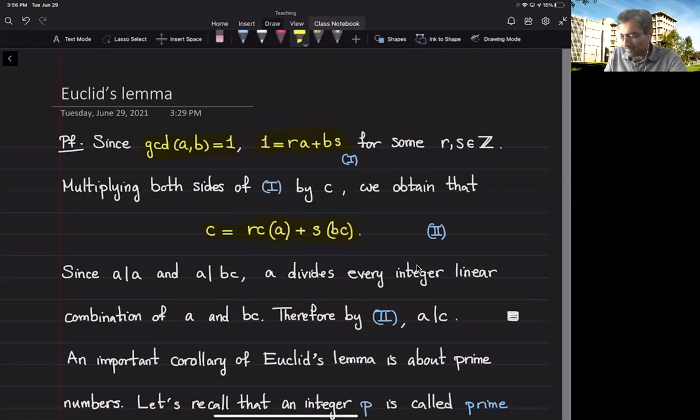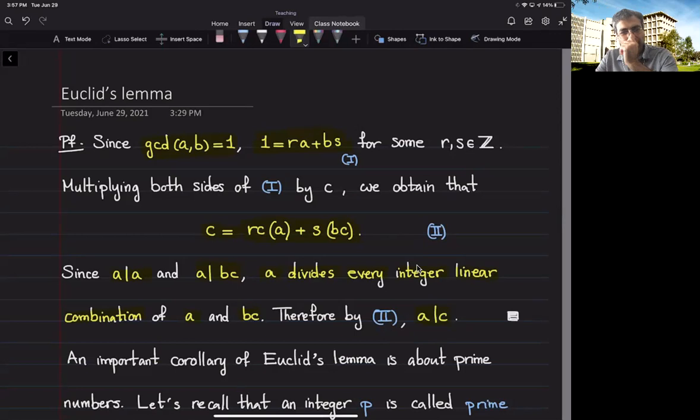In particular, because a divides this and a divides this, remember a divides b times c. A divides this and A divides this. We deduce that A divides every integer linear combination of A and BC. Therefore, A divides C. So A divides this, A divides BC. A divides every integer linear combination of A and BC. Therefore, A divides C, and that's exactly what we wanted to show.